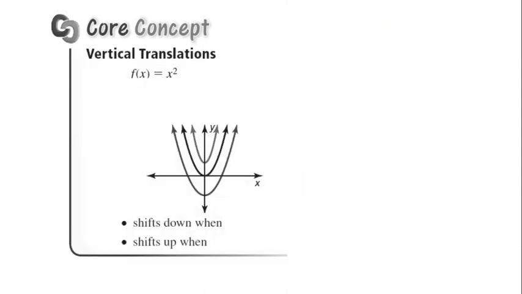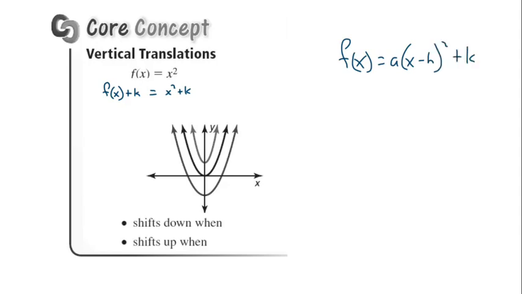Your vertical translations. Again, everything inside is x and backwards. Everything outside is y and normal. So if I've got f of x and I do plus k on the outside, I'm going to have an x squared with a plus k out here, outside of that squared region. Again, that's when we have the equation f of x equals a times x minus h squared plus k. So we're talking about what this plus k out here does.